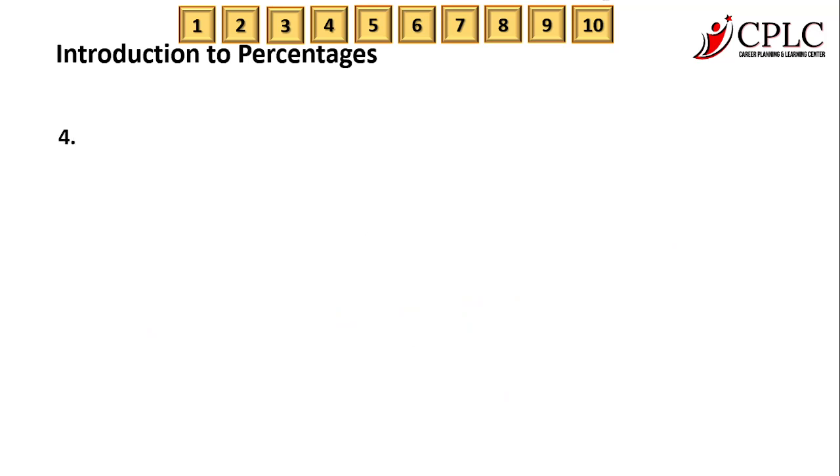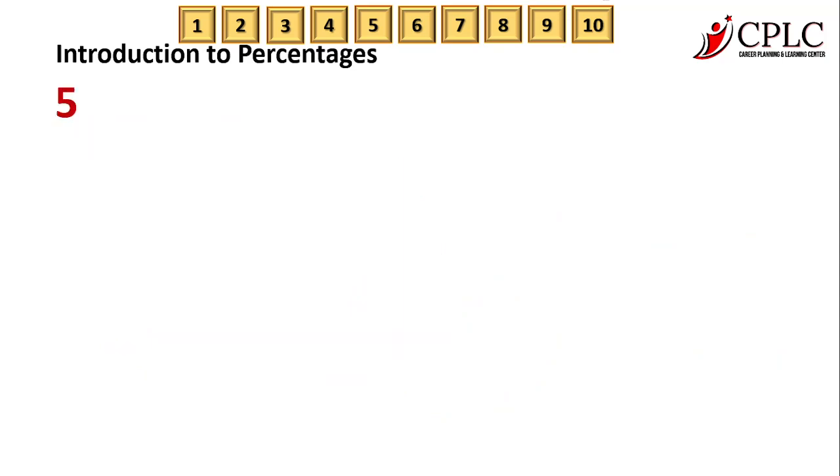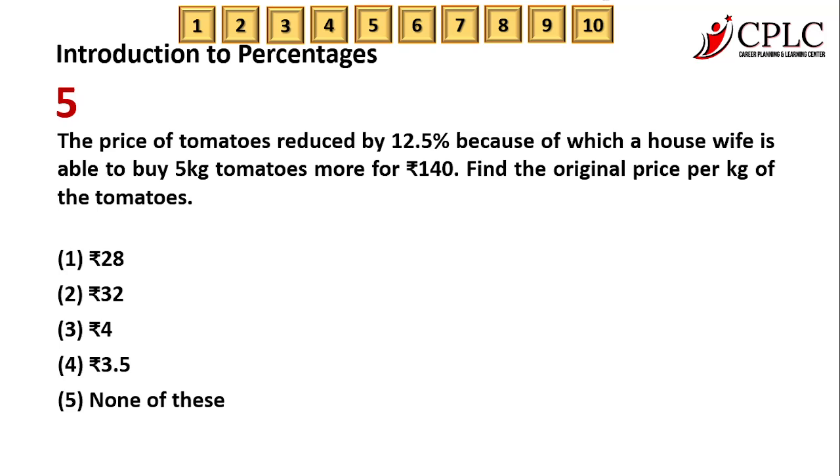Let's do the fifth one. The price of the tomatoes reduced by 12.5%, because of which a housewife is able to buy 5 kilos of tomatoes more for rupees 140. Find the original price per kg of the tomatoes, is what they are saying now.